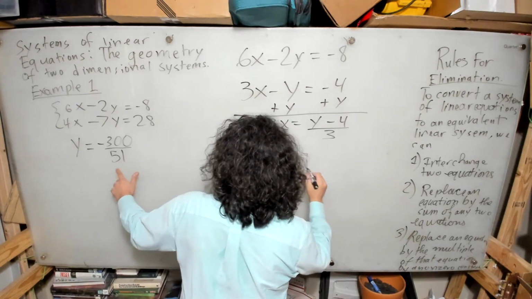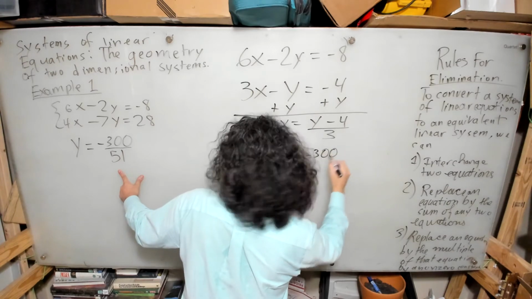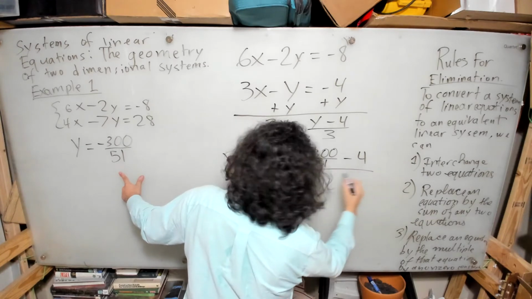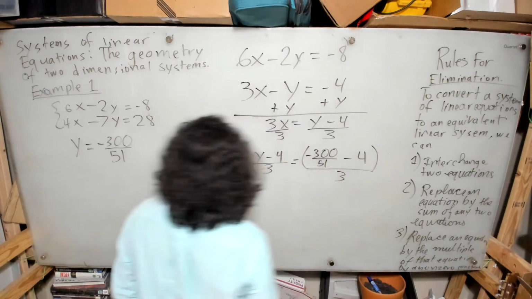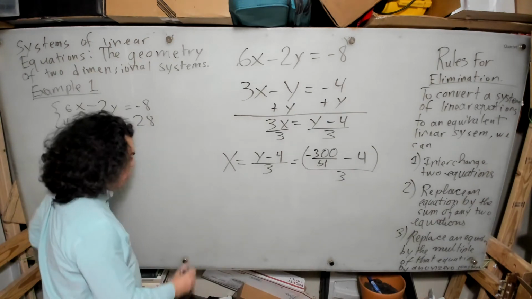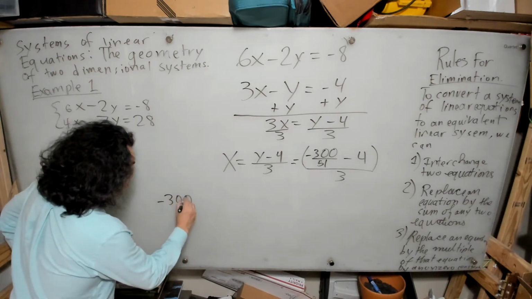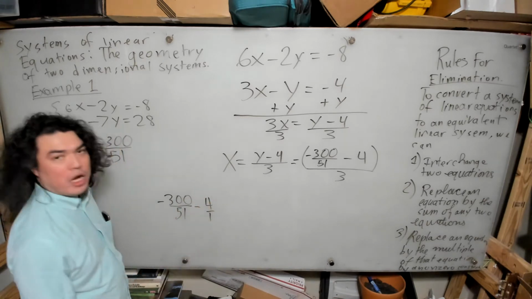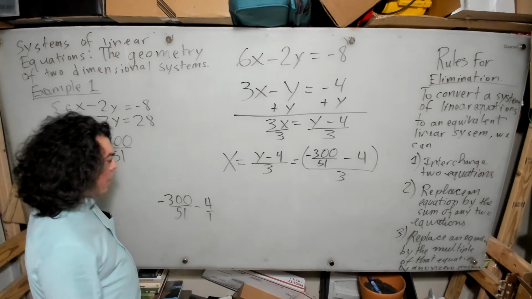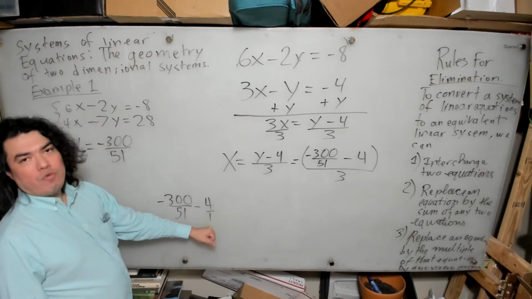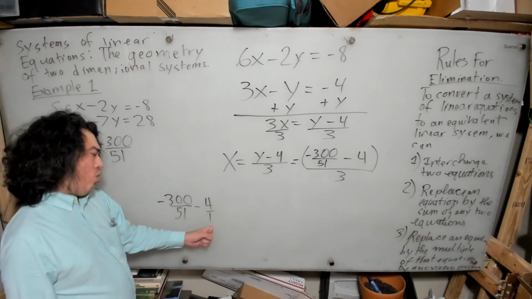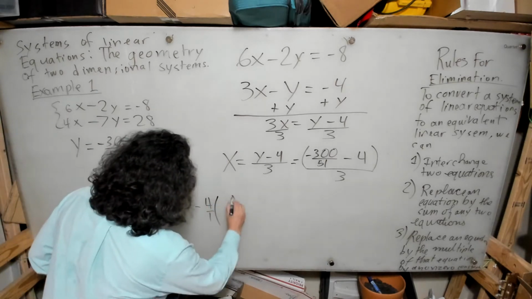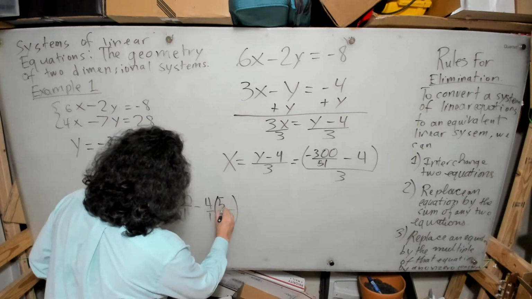My y is negative 300 over 51. And I'm going to subtract 4 from that, and then divide that by 3 to get the result. So let's do that calculation together. Negative 300 over 51 minus, let's say 4 over 1, because we know we're going to have to convert it into a fraction and do the subtraction. Because this fraction has the denominator 1, I can just multiply it by 51 on the bottom and 51 on the top.